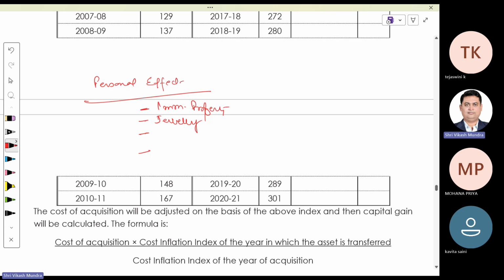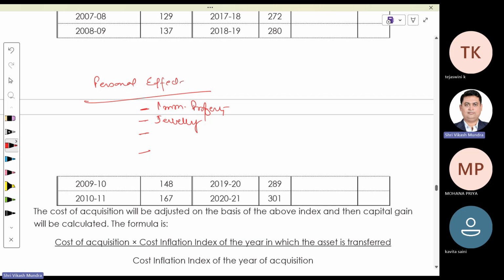my wife is using that jewelry for her personal use, but since this is jewelry, we should not consider that one as a personal asset. This jewelry shall be considered as a capital asset, even though my wife is using that jewelry for her personal wish. Still, this is considered as a capital asset. Archaeological collection, drawings, paintings, sculptures, etc. are also considered under this head.